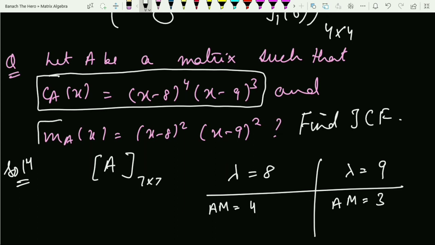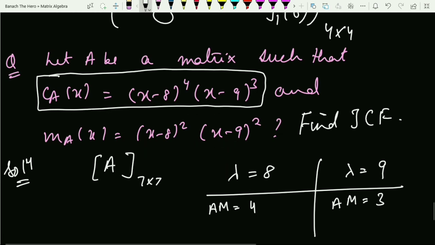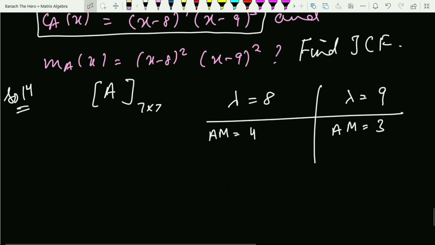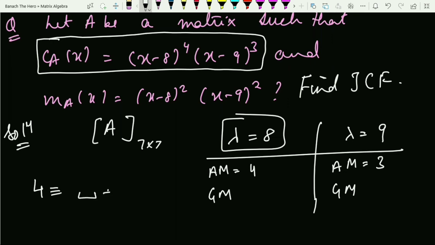Now how can I use this minimal polynomial? Using the minimal polynomial I can comment on the GMs. But for that you should be very familiar with how the minimal polynomial is calculated. Let me recall, whenever we have to calculate the minimal polynomial, we were always making partitions. Let us take lambda equals 8. We were supposed to make the partitions corresponding to 4, and the minimal polynomial will have the maximum block size 2, so 2 will definitely come.